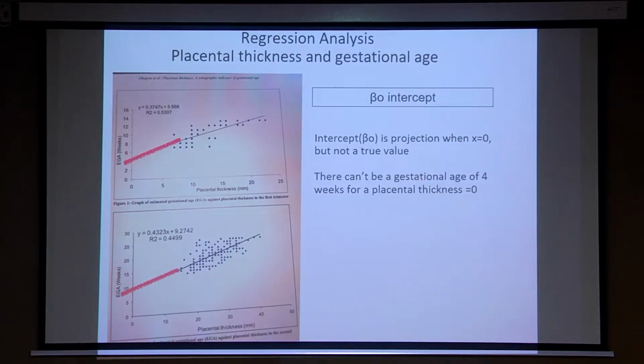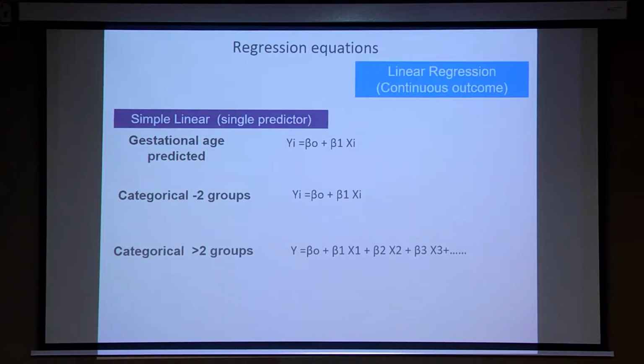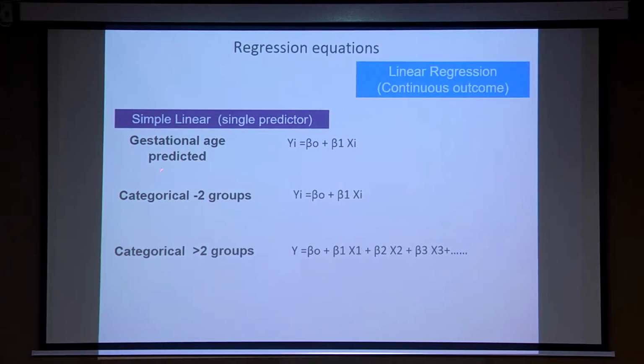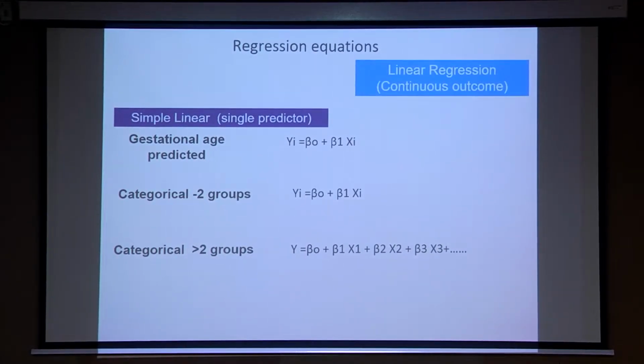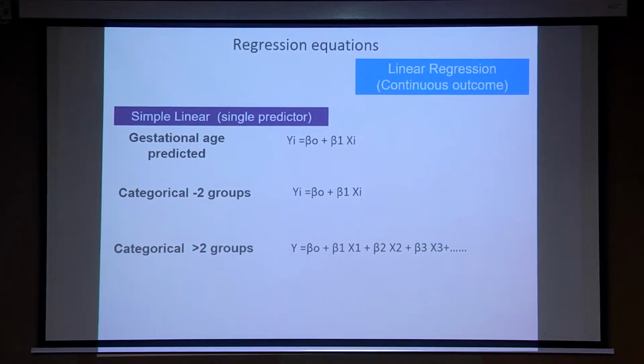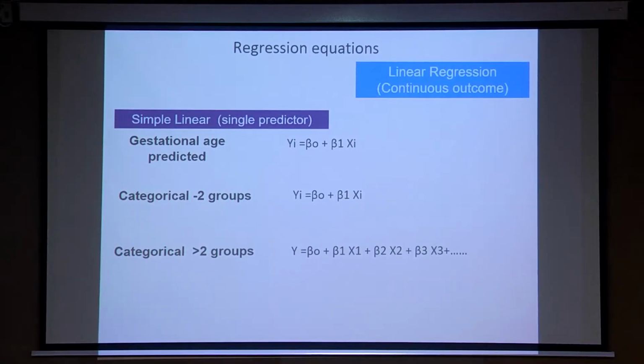So there cannot be a gestational age of 4 when the placental thickness is 0. Similarly, you can extend this type of regression equation to categorical data. It is not only continuous data like placental thickness. You may extend this to male and female, heights of male and female, group A, group B, and more than 2 groups, say class sections A, B, C, where you measure the marks of 25 students in each section, and you can get a regression equation.